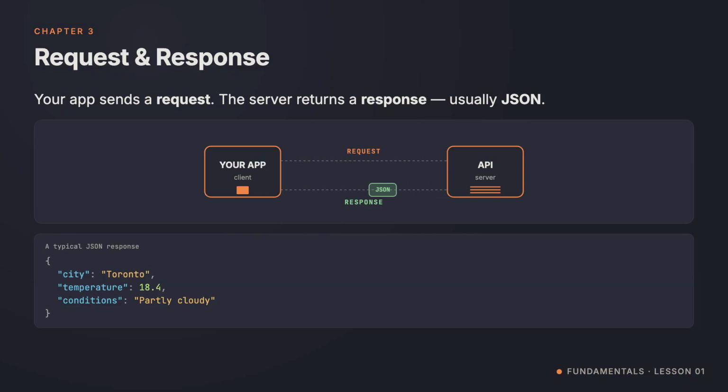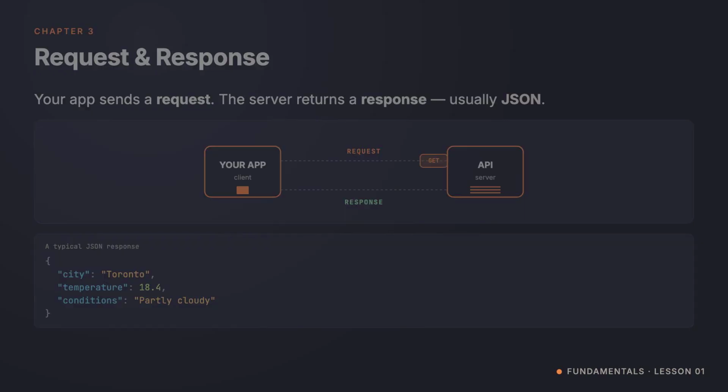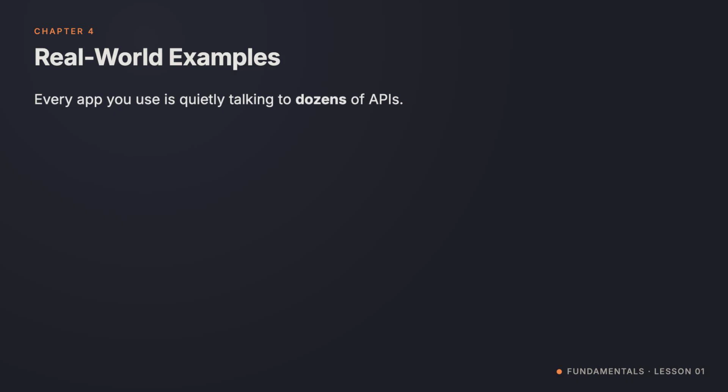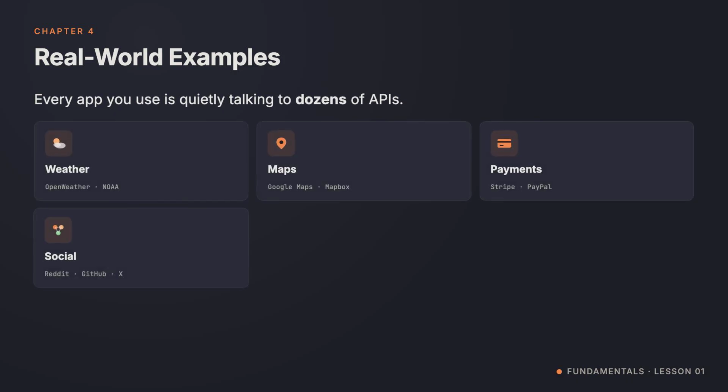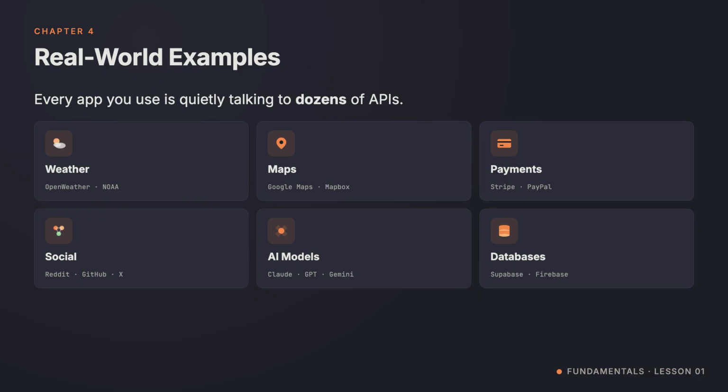The whole conversation happens in milliseconds, and it's happening right now, hundreds of times a second, across every connected device around you. APIs are everywhere. Let's look at a few you've almost certainly used without realizing it. Weather apps don't measure the weather themselves. They call a weather API, like OpenWeather or the National Weather Service, and display the results.